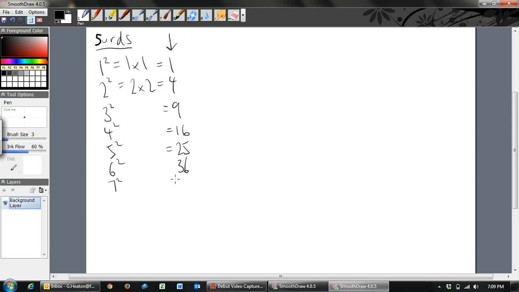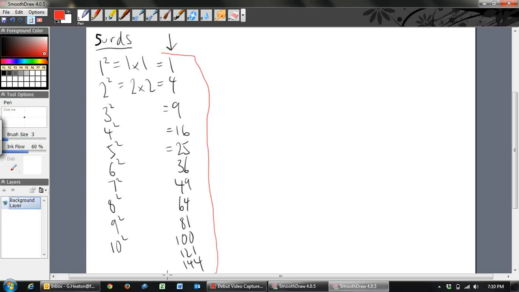6 squared, 36. 7 squared is 49. 8 squared, I'll just finish doing them, 64. 9 squared, 81. 10 squared, and I won't keep going, but then it's 121, 144, etc. So these are our perfect square numbers, and they are really important in surds, which I'll explain more in a second.